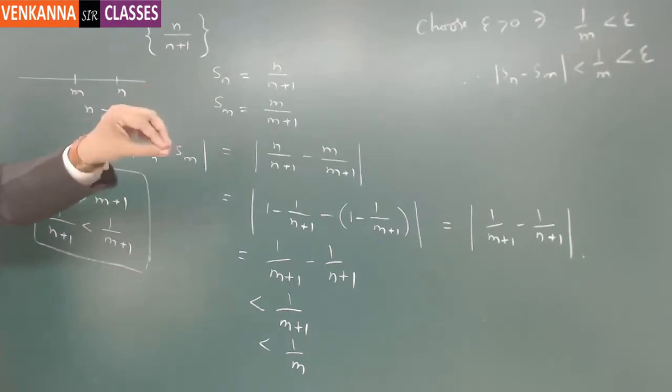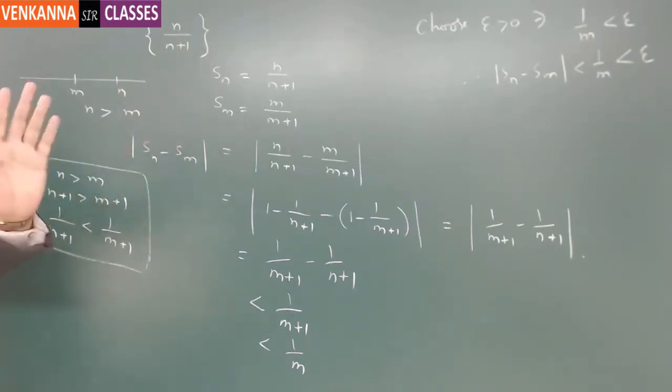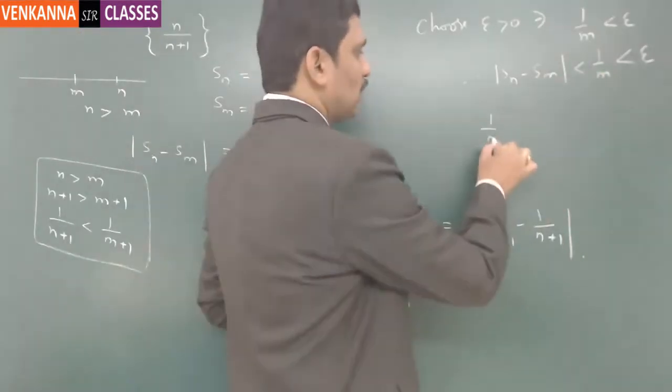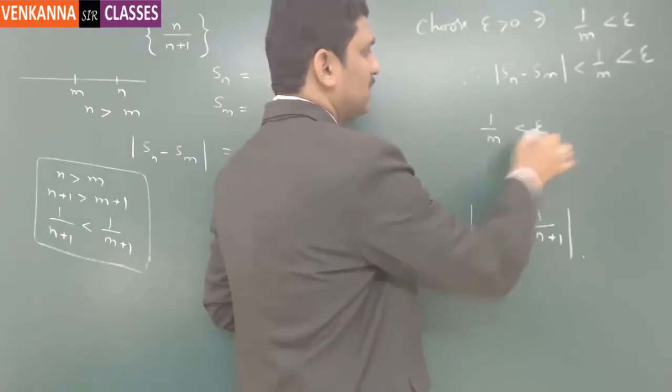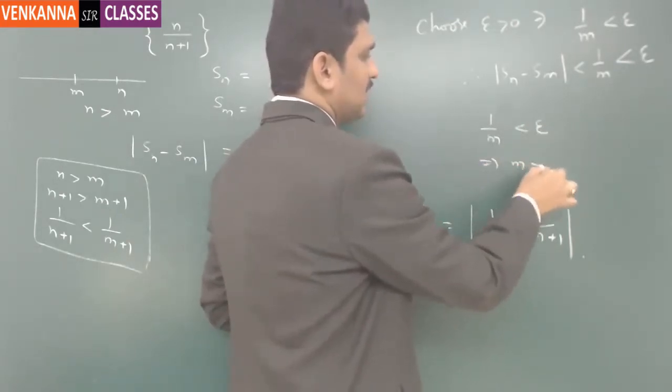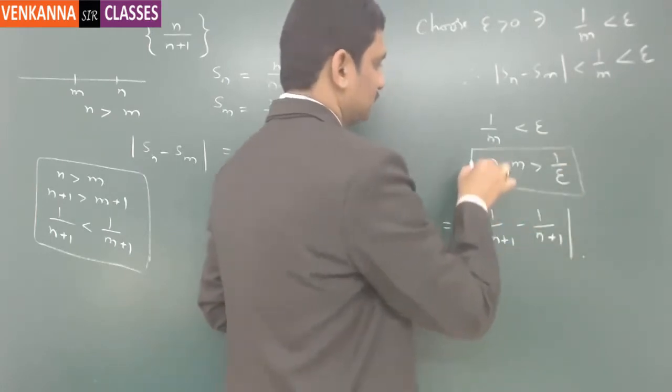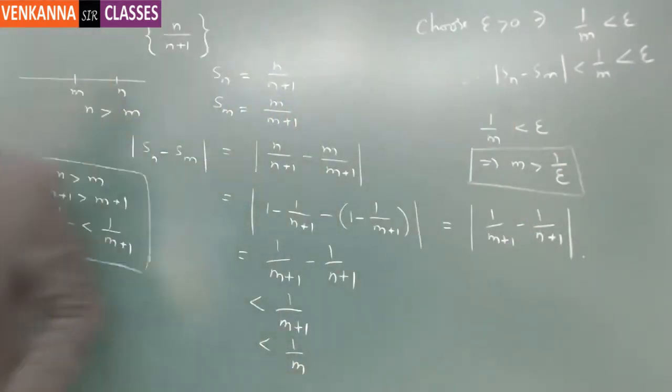Now the thing is, what is the term number if that thing holds? So you take this part here. 1 by m is less than epsilon implies m is greater than 1 by epsilon. So the choice of m is dependent on epsilon, which is evident from that relation. Accepted?